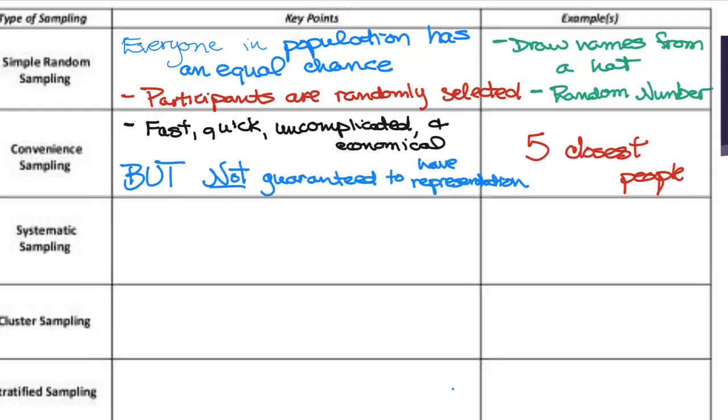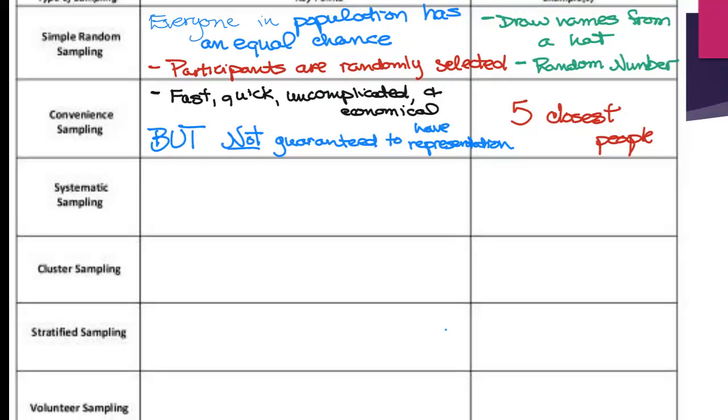That is convenient sampling. Next up, systematic sampling. Systematic sampling is easier to conduct.